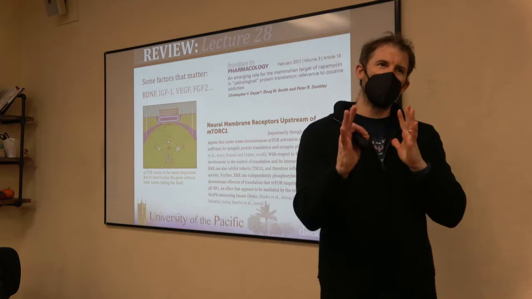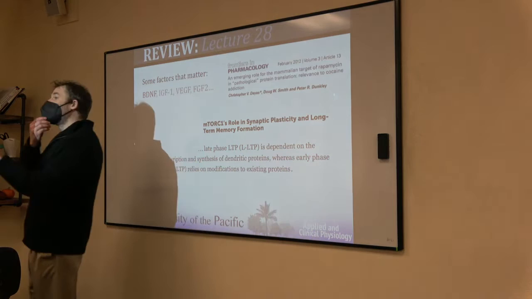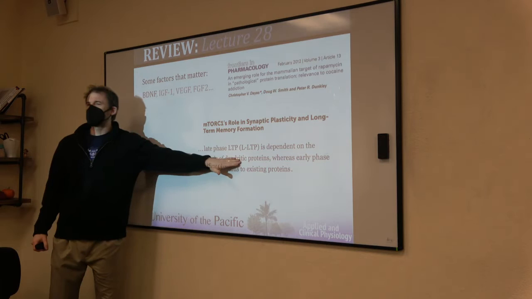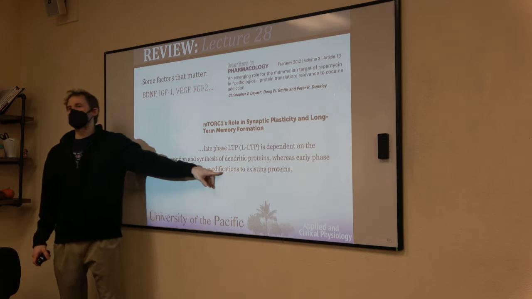It's the I-5 for protein translation in nerves too, not just skeletal muscle, but nerves too. Now, long-term potentiation and long-term depression, depending on the timing, right? Late phase long-term potentiation, we're creating new dendritic proteins, where we are translating, synthesizing new proteins. Early, the early phase of potentiation, you're modifying the existing proteins.